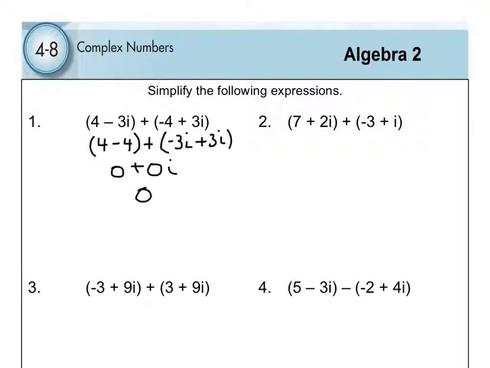Okay, number 2. Again, I'm going to put the parts that I have that are real together, 7 and negative 3, plus 2i and an i together. And 7 minus 3 is 4, and 2i plus another i is 3i. Again, you cannot add these things together. Okay, this is not 7i. It's 4 plus 3i. They're different terms. They're not like terms. Okay?